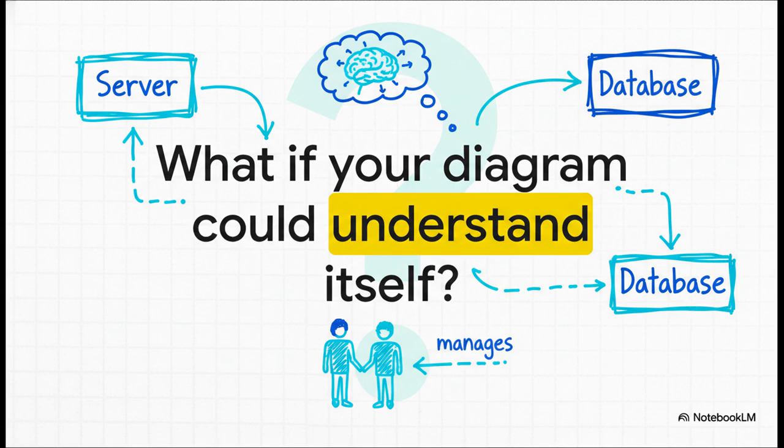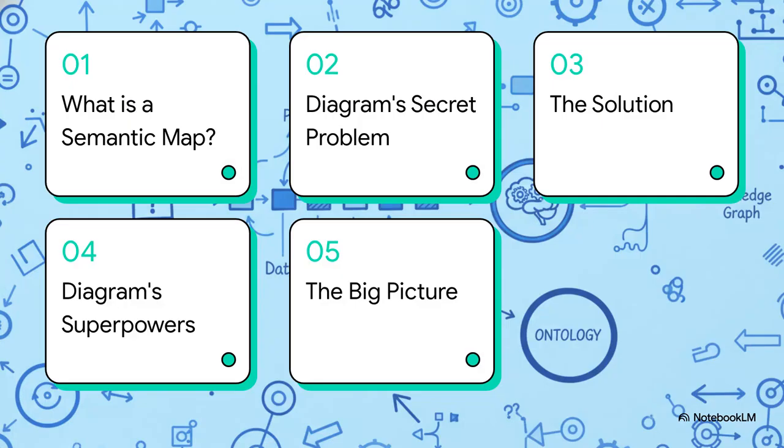This is the huge idea we're going to unpack today. All right, so here's our game plan. We'll kick things off with the basics. What even is a semantic map? Then we'll uncover that secret problem I mentioned that's probably hiding in your diagrams. After that, we'll get to the fun part, making your diagrams smart, revealing the amazing new superpowers they get, and wrapping up with why this is going to matter so much for your work.